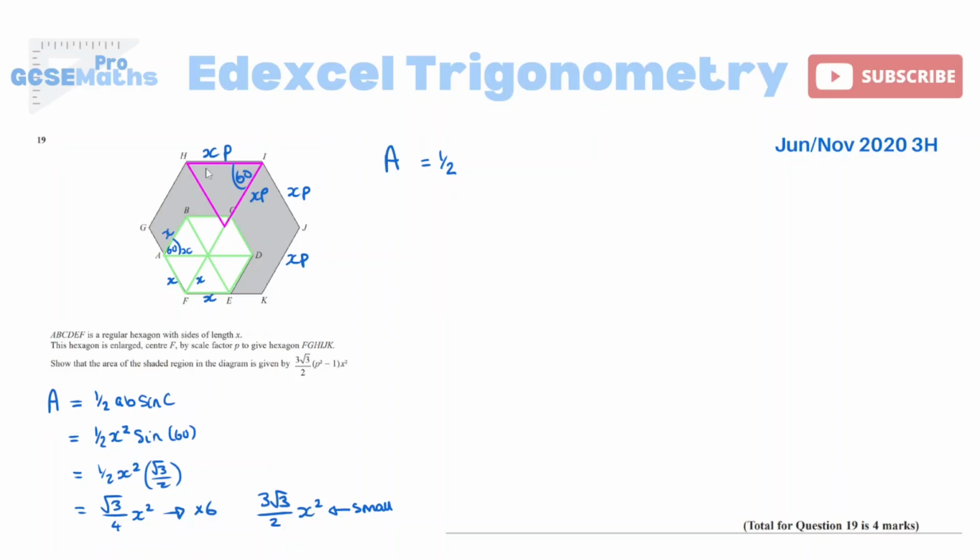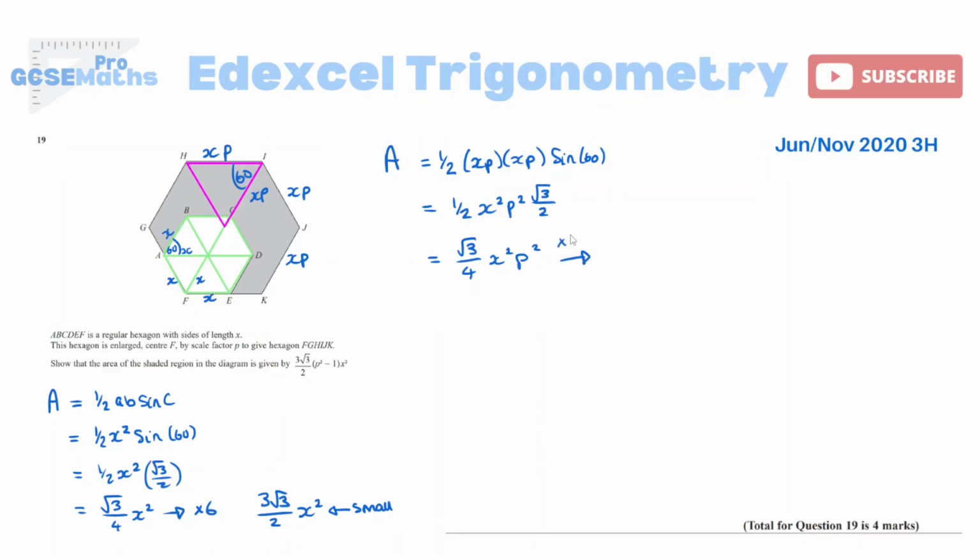But our AB, which are the two sides, have changed. It's now XP times XP sine 60. And then I just simplify that. So half XP times XP is x squared p squared. So you can see we're starting to get p squared in here as well. Sine 60 we know is root 3 over 2, isn't it? So then we'll just multiply those fractions together again. So we've got another root 3 over 4 x squared p squared.